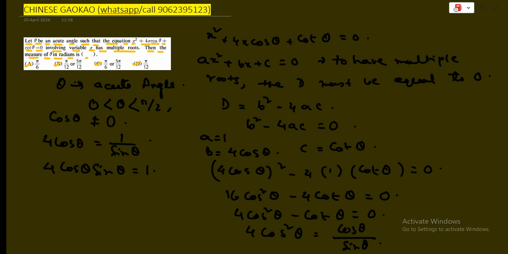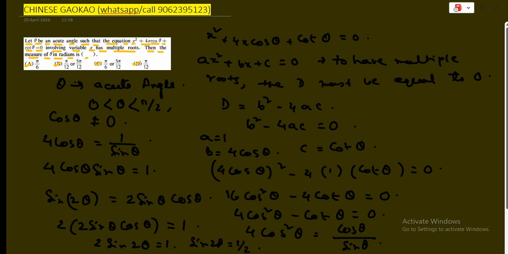Now solve for theta. Using the double angle identity, we know that sin 2 theta is 2 sin theta cos theta. And we can rewrite the equation like 2 into 2 sin theta cos theta is equal to 1. So 2 sin 2 theta is 1, or sin 2 theta is what? 1 by 2. Given that 0 less than theta less than pi by 2, the range for 2 theta is 0 less than 2 theta less than pi. So in this interval, the sine function equals 1 by 2 at 2 points.